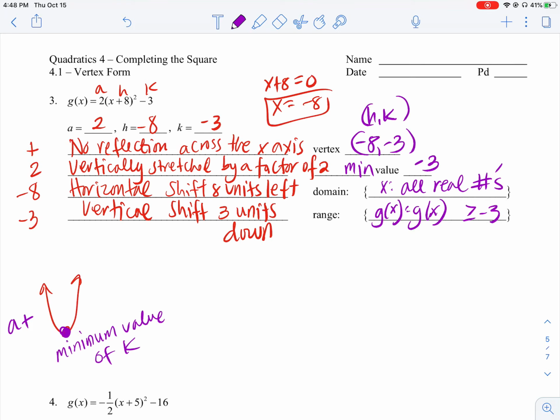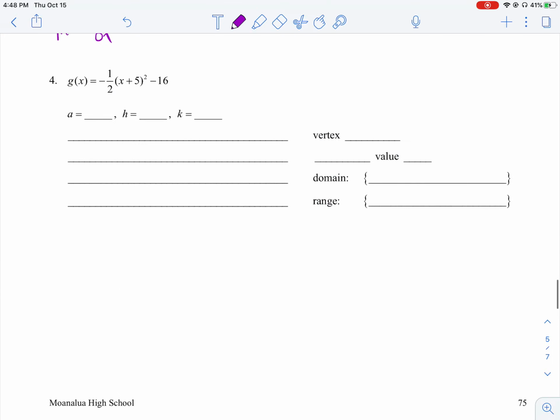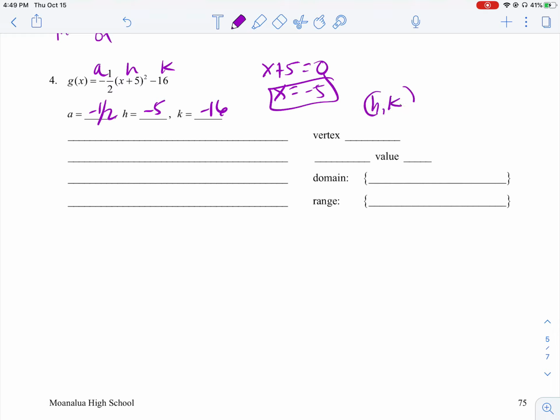But if you need more examples, I could go over maybe one more example for you. So this is now optional for you to watch. You can always just stop here and do your homework on your own. So let's have A, H, and K. Negative 16, negative 5, because x plus 5 equals 0 is negative 5, negative 1 half. So my vertex is h comma k, so negative 5 comma negative 16.